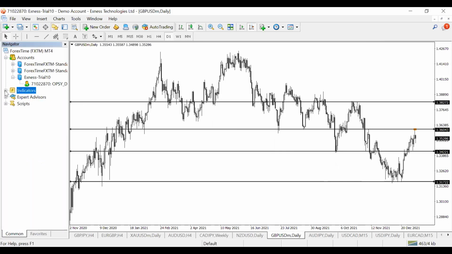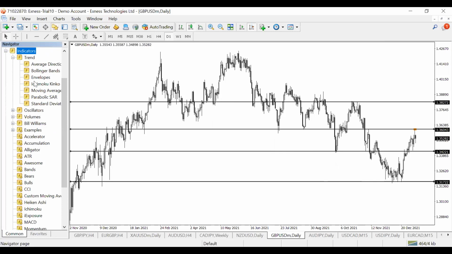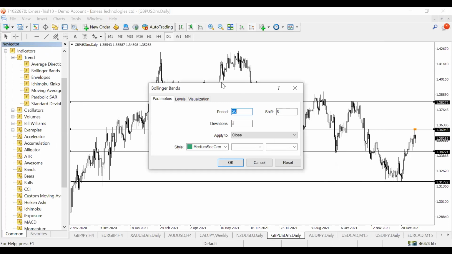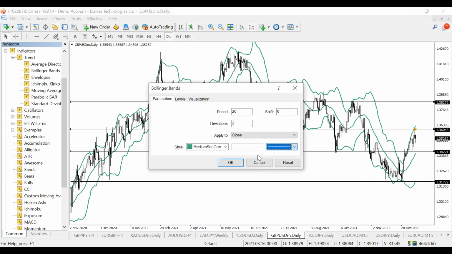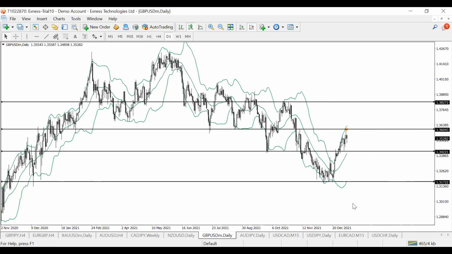Are you listening to me, please? Yes, sir. Under indicators, then under trends, you are going to see Bollinger Bands. When you double click on it, it will be applied on the chart. You can use the default setting, but let me bolden it a bit so that you can see it clearly on the chart. Can you now see it? Now, if you look at the Bollinger Bands very well, and look at the support and resistance level, do you observe anything? Look at this key support and resistance level. What do you observe?